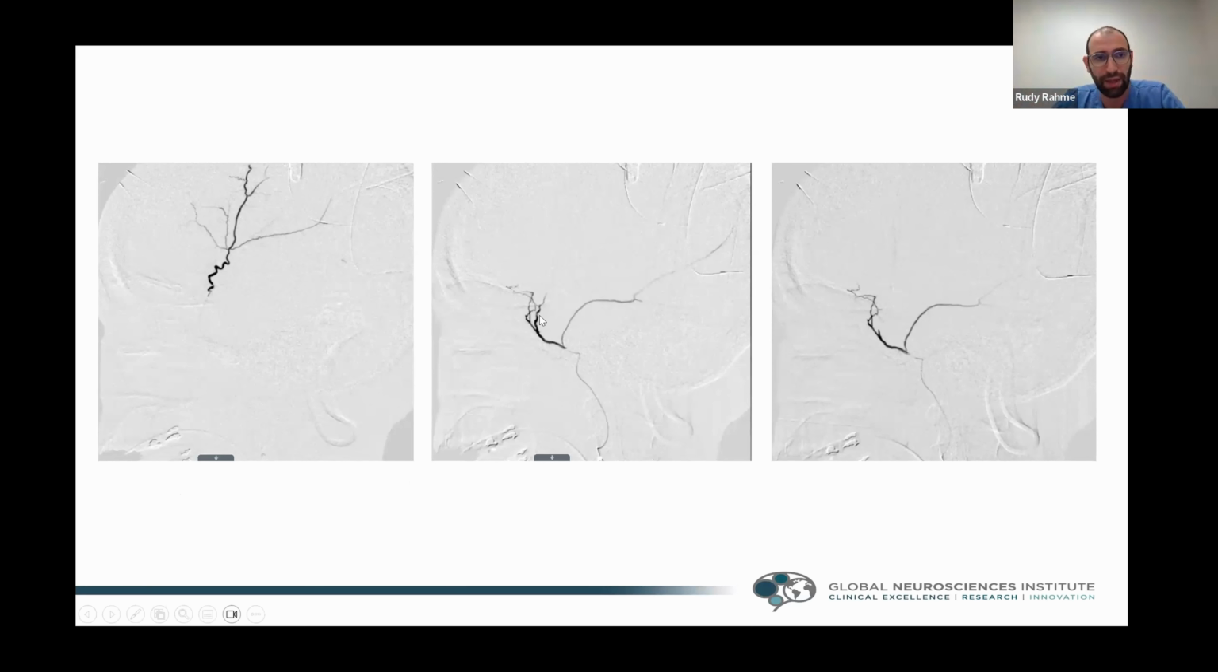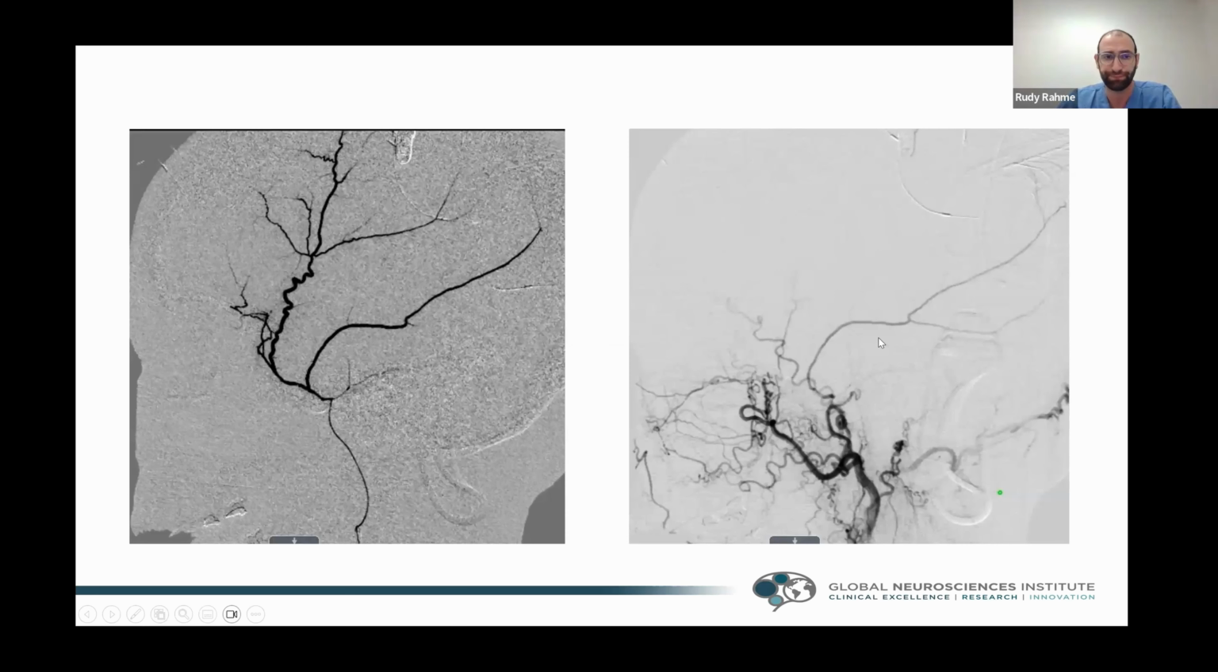So this is after the particle embolization. You can see there's still a stump here. That's the main trunk of the middle meningeal artery. The squamosal branch and the frontal are preserved. We put some coils in it, and now it's completely shut down.